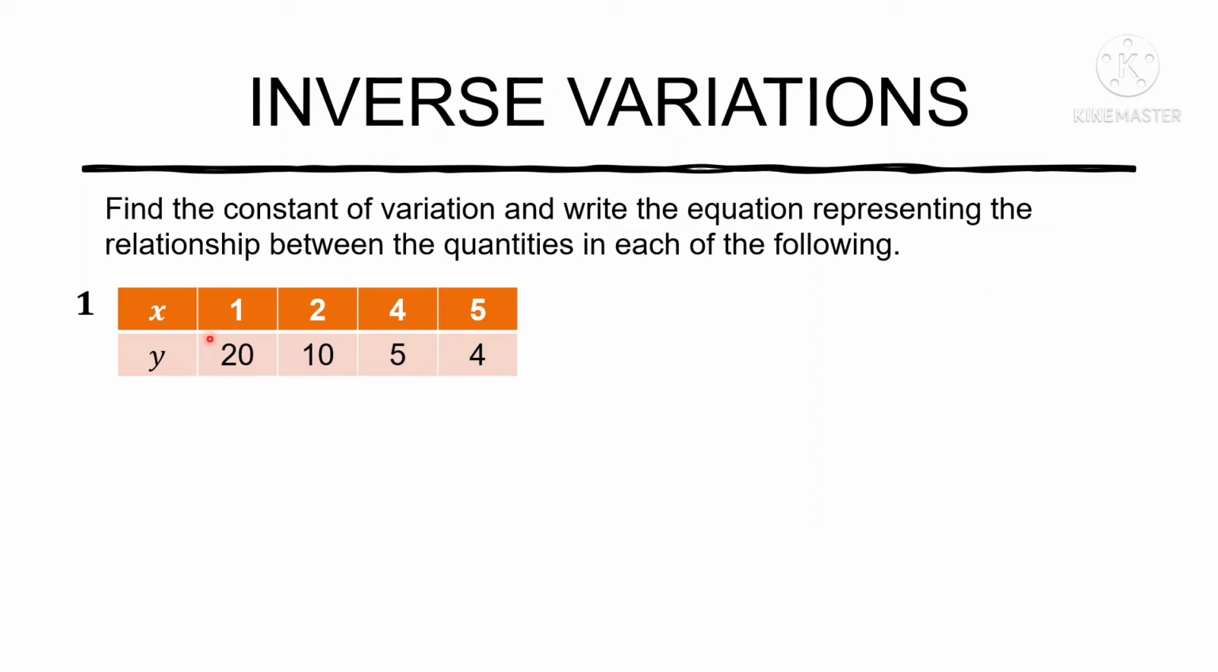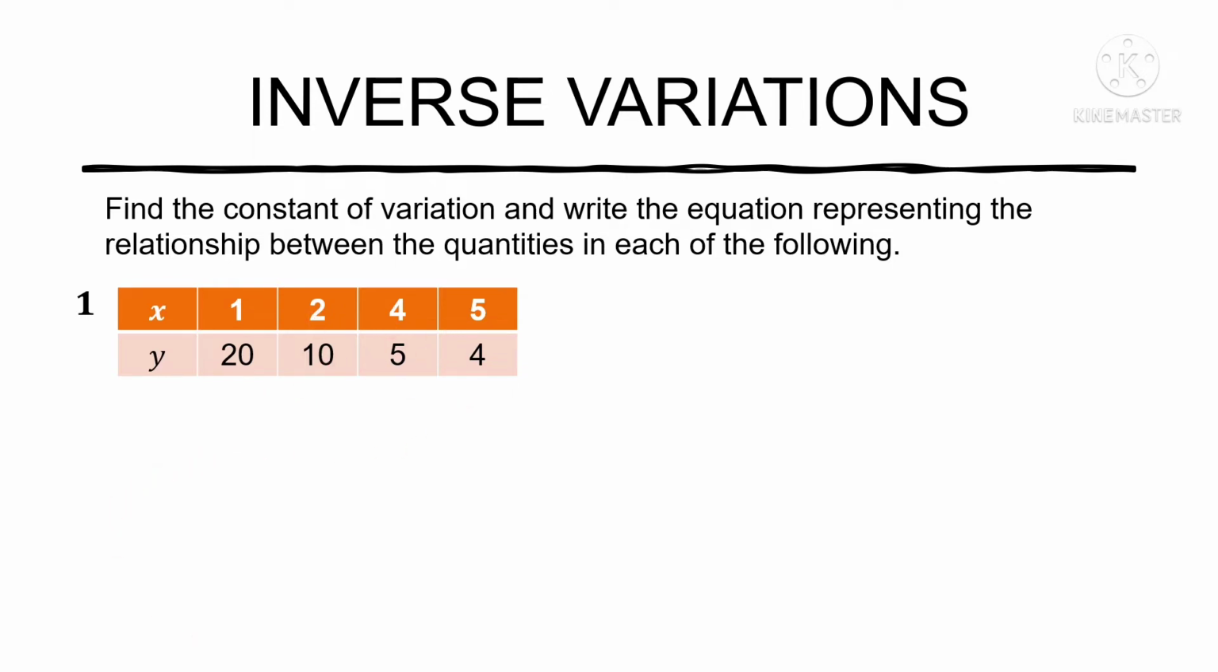Dapat para maging inverse variation siya, bawat pares ng number na yan, dapat pare-pareho yung kanilang product. So 1 times 20 is 20. 2 times 10, 20 rin. 4 times 5, 20. 5 times 4 is 20. So yun yung inverse variation siya. So dalawang dapat tandaan: kung isa nag-i-increase ang value, yung isa naman nagdi-decrease. Tapos pag minultiply mo yung bawat pares, dapat pareho ang kanilang product.